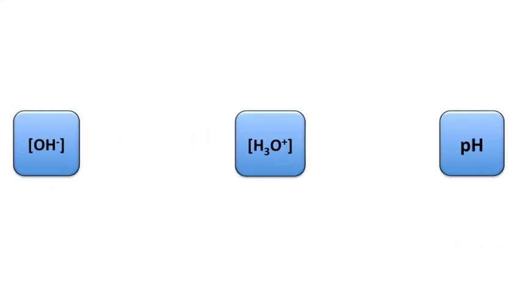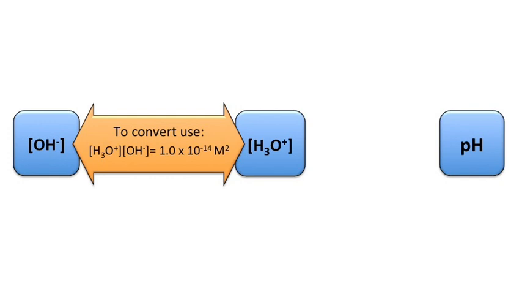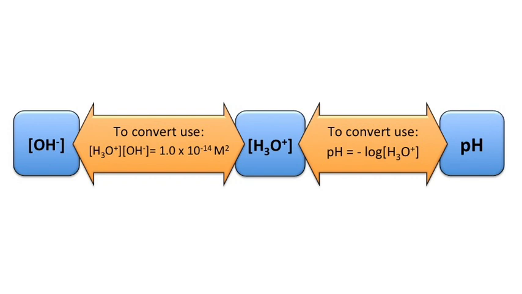In a previous video, you learned about the ionization of water. You learned that the hydronium ion concentration times the hydroxide ion concentration is always equal to 1.0 times 10 to the minus 14th, and therefore you were able to interconvert between the hydroxide and hydronium concentrations. In this video, you learned about the definition of pH. pH equals the negative logarithm of the hydronium ion concentration, and you were able to use that relationship to interconvert between the hydronium ion concentration and the pH.